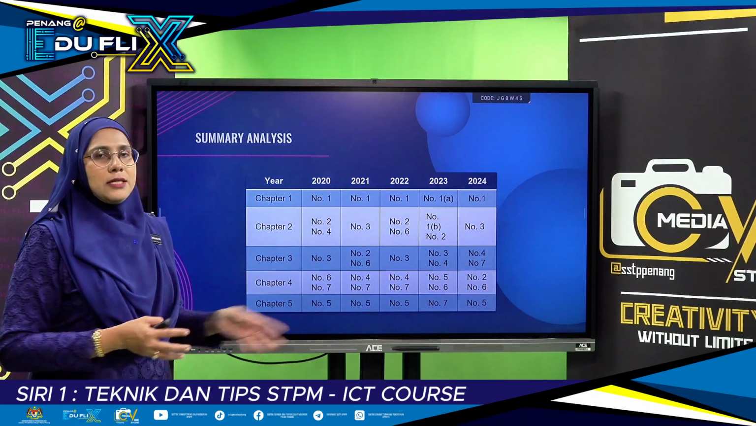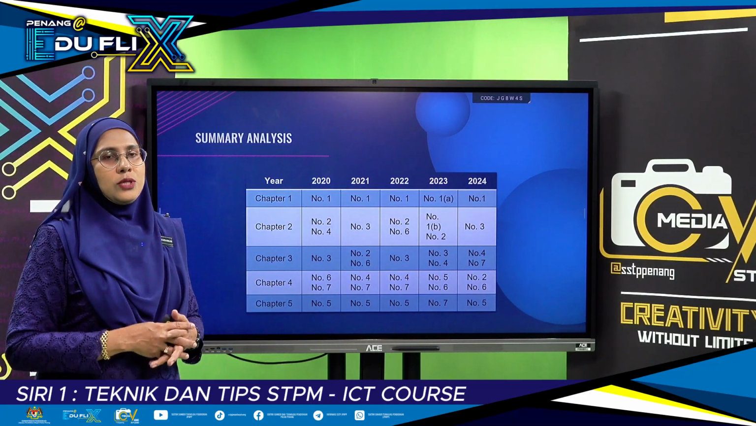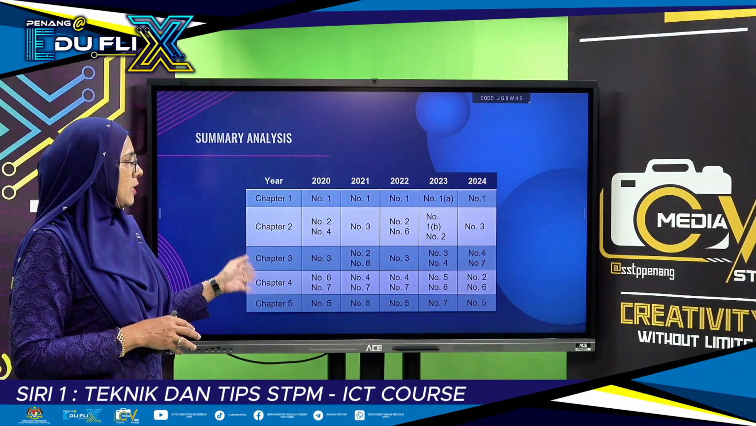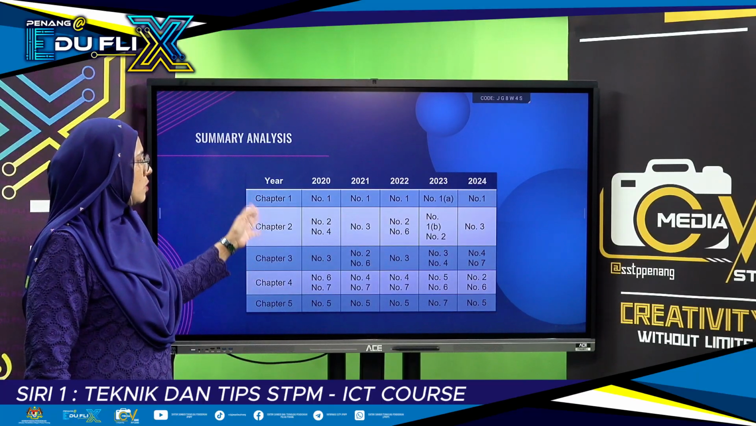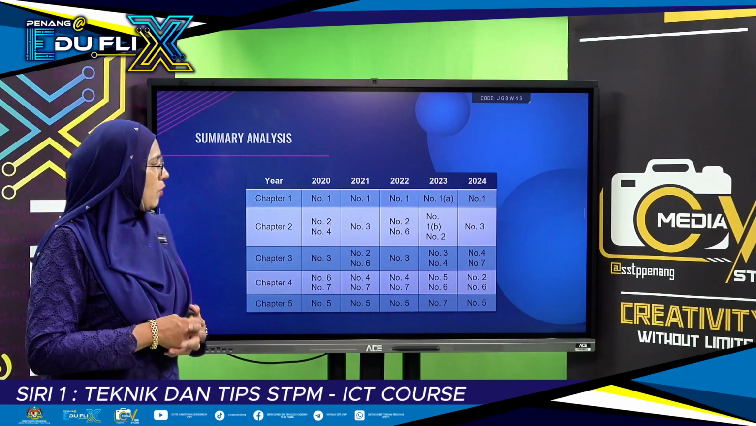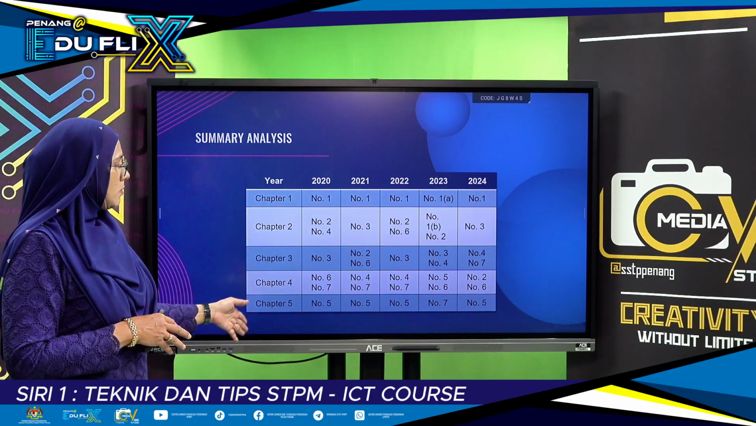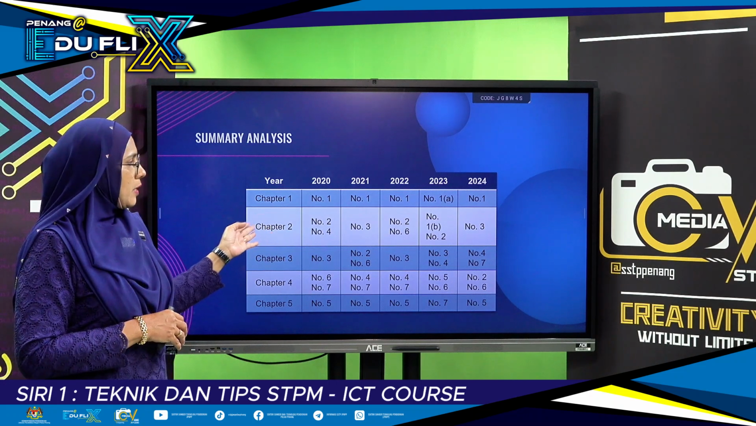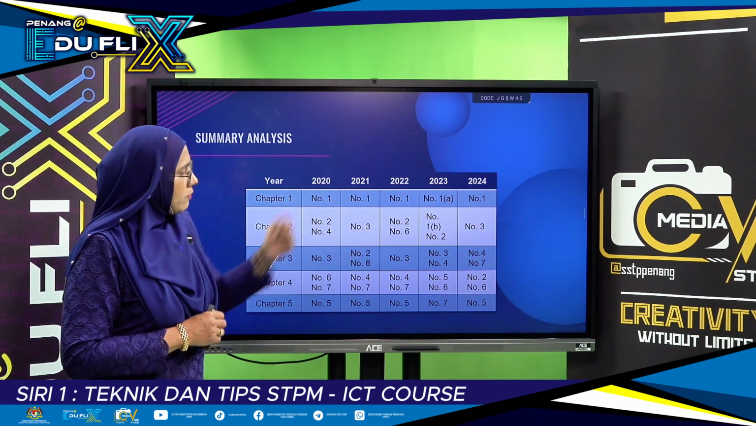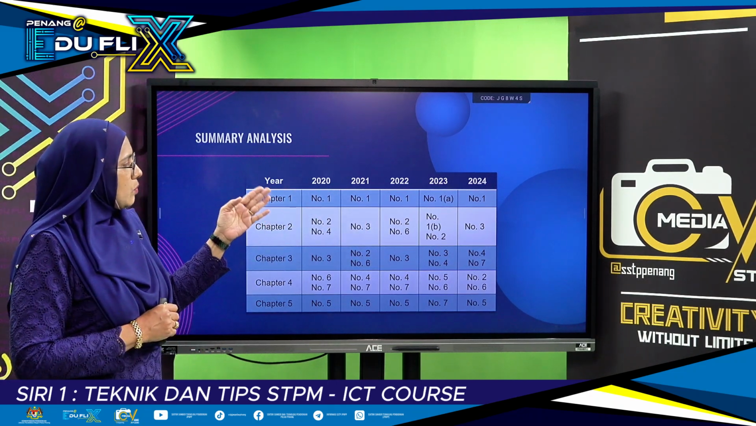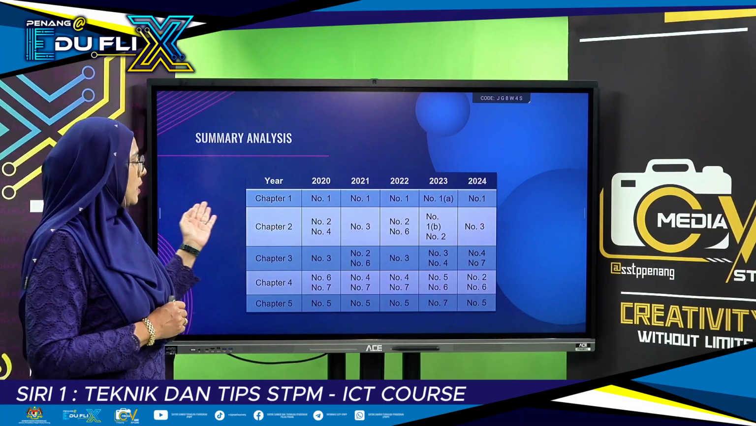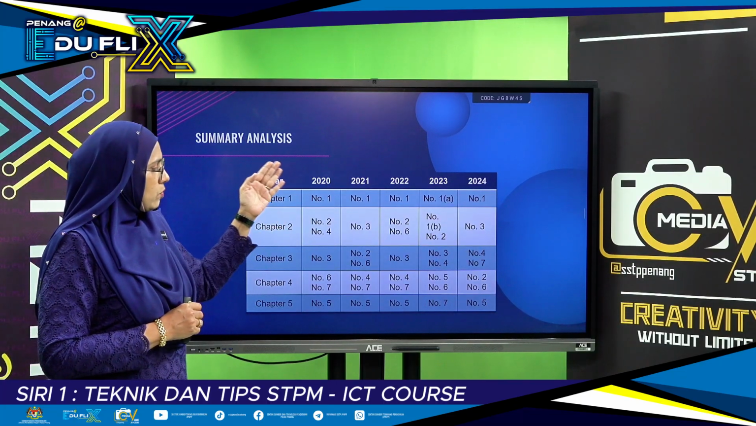All right, so I did some analysis, okay, to show the questions asked based on chapters. So I did analysis from 2020 until 2024. So every chapter, they will have questions in the semester 3 paper. Okay, let's see the latest. We have chapter 1. Usually chapter 1 will be the number 1 question. First question will be in chapter 1 and then followed by other chapters.